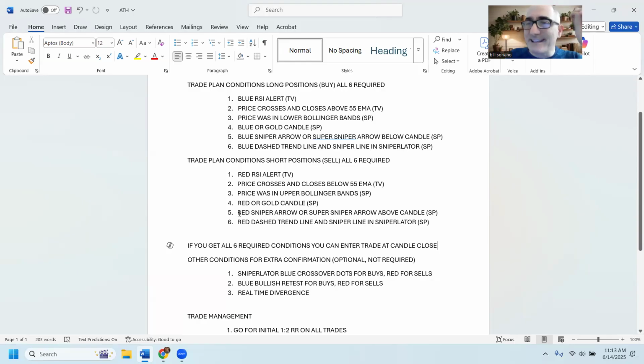It all has to be on the same candle, guys. If it's not, you do not take the trade at any point. You just wait for the next one, okay? All six of these conditions have to occur on that candle. Now, I know in my other strategy, you can have them occur on that candle or the next candle, and if not, you can wait for it to pull back to a retest zone, but we don't have that in this strategy. This is just all six conditions exist or they don't. You can take the trade or you don't. Okay. Red sniper arrow or super sniper arrow above the candle, and the red dash line and sniper line and sniper lager.